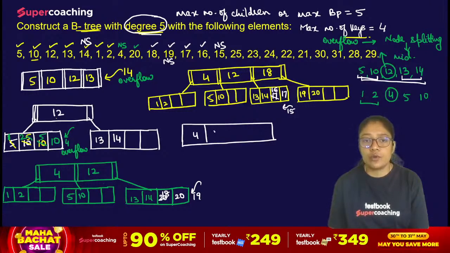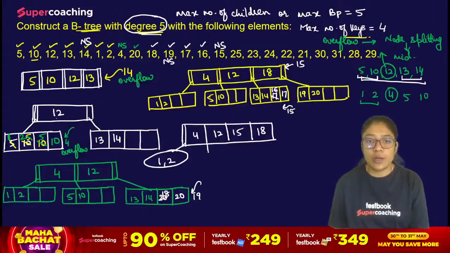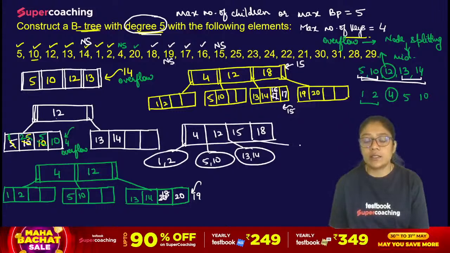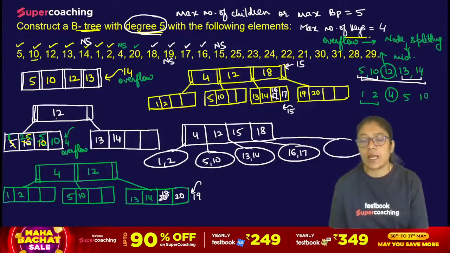It will be 4, 12. Now on what basis will the splitting happen here? 15. So 15 is coming here. We have to arrange that in the ascending order. 15 and 18. To the left, we have the elements. You know how to make the node, right? We have the elements 1 and 2. Here we have the elements 5 and 10. Here we have the elements 13 and 14. Here we have the elements 16 and 17, and to the right of 18 we have the elements 19 and 20.